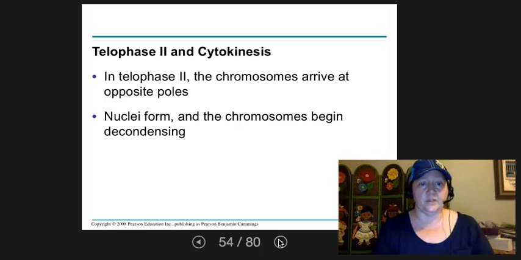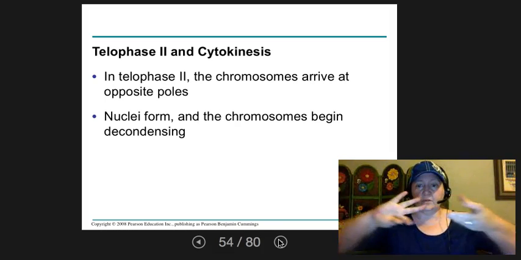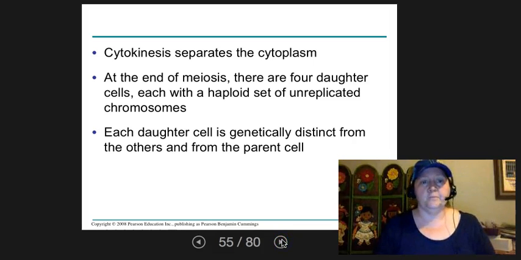Opposite poles, nuclei reform, the nucleolus reforms, the chromosomes go from that tight wound up condensed, they loosen back up and we get that spaghetti look. Okay? Cytokinesis, same thing as it's always done. It's going to separate the cytoplasm. Nothing new there. Nothing new at all.